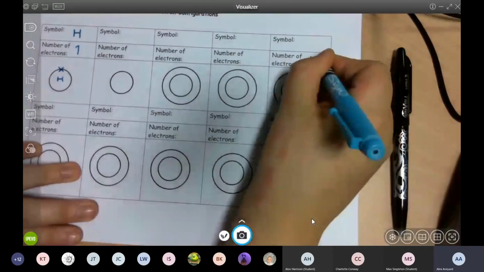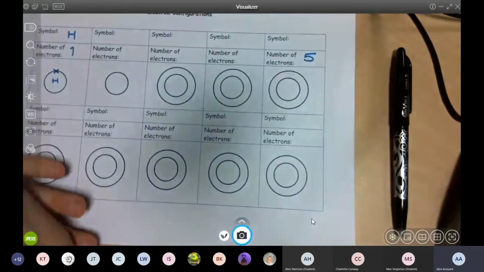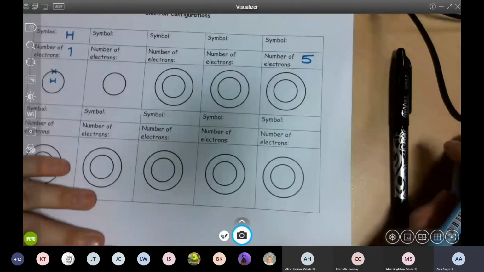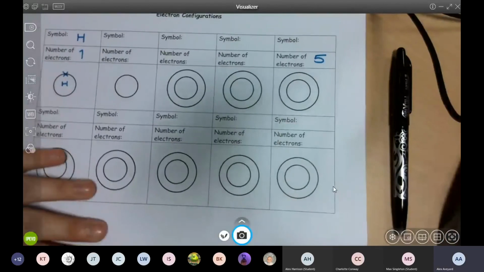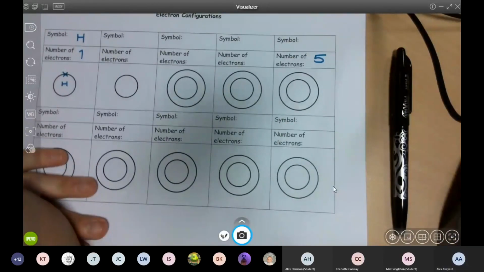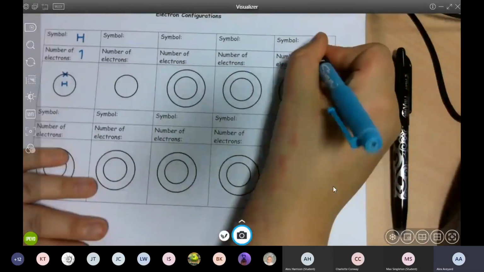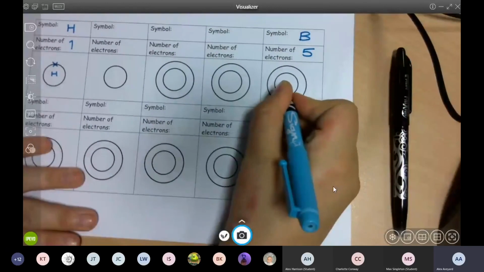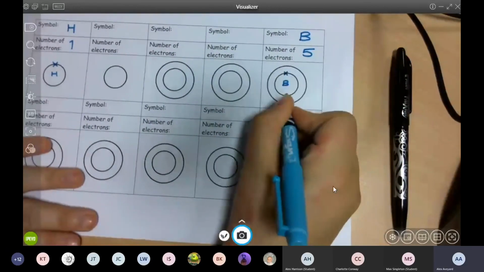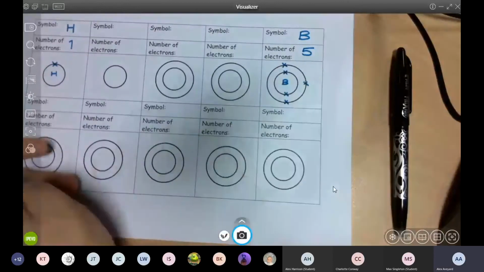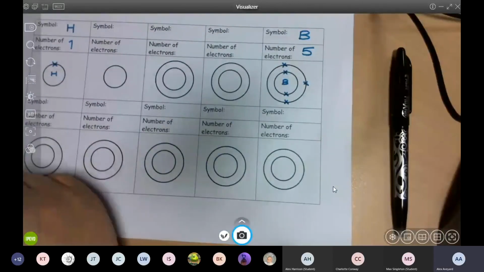So which element has 5 electrons? Which element on our periodic table has 5? Well done, Grace. It is boron. And the symbol for boron is B. So we put a little B in the middle. 1, 2, 3, 4, 5. That's 5 electrons for boron.